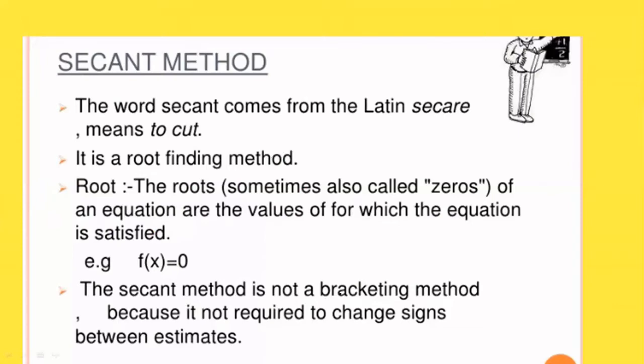The secant method is not a bracketing method, because it is not required to change signs between estimates. Previously I explained the bisection method. In the bisection method, we always choose two values a and b such that f of a is less than 0 and f of b is greater than 0, and we go on bisecting the interval. But the secant method is not a bracketing method. It is not required to change sign between the estimates, so we do not require any signs in the secant method.